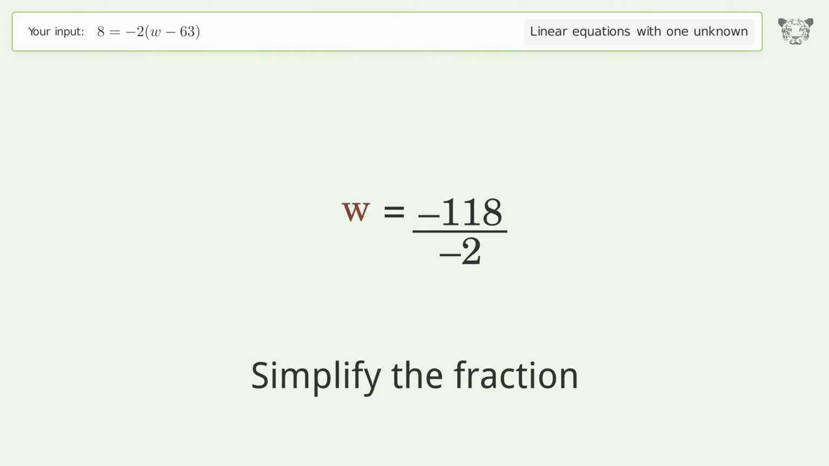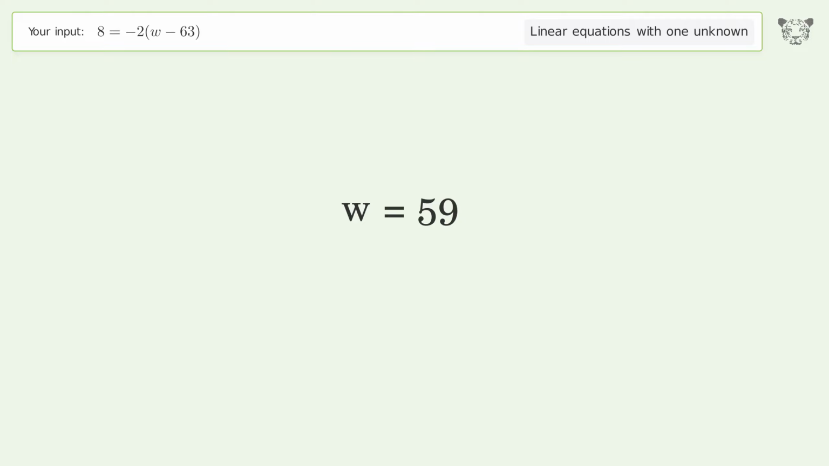Find the greatest common factor of the numerator and denominator. Factor out and cancel the greatest common factor. And so the final result is w equals 59.